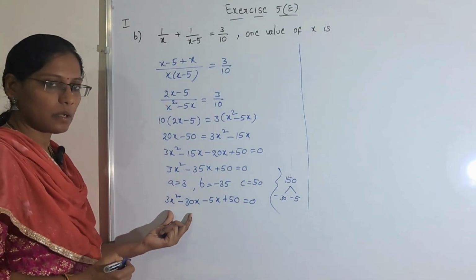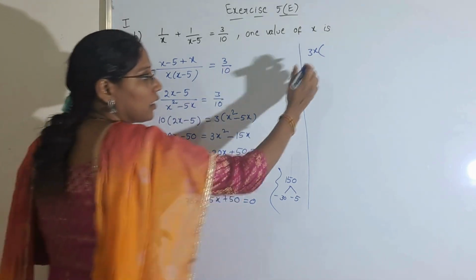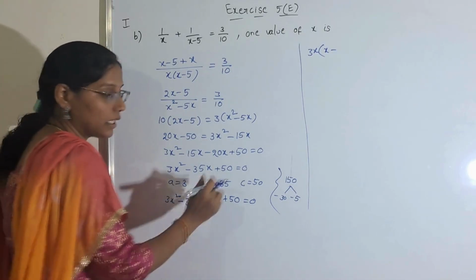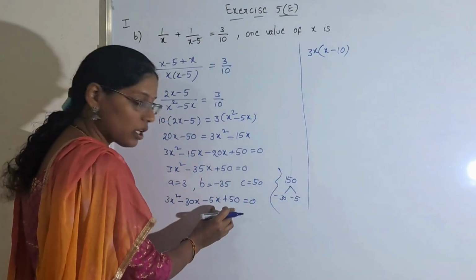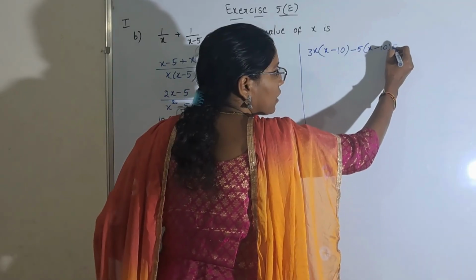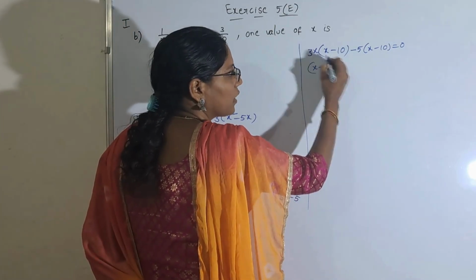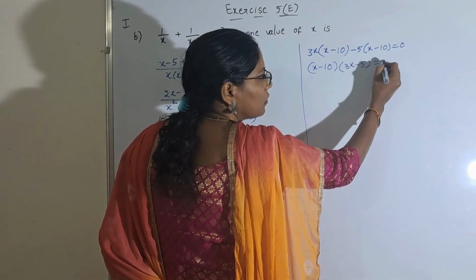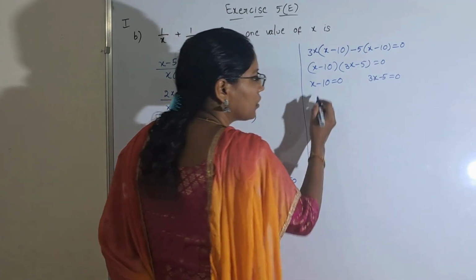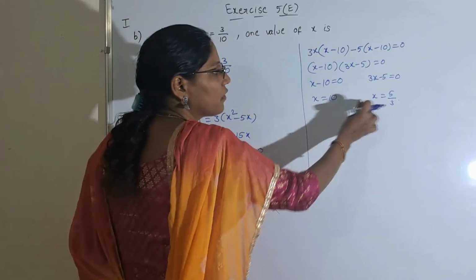Here, in the first two terms, what is the common? 3x is the common. Remaining: x minus, from 30x, 3 is already common, remaining 10. So x minus 10. Next two terms, what is the common? Minus 5 is the common. Remaining x minus 10 equal to 0. Here x minus 10 is the common, remaining 3x minus 5 equal to 0. Here x minus 10 equal to 0, and here 3x minus 5 equal to 0. x is equal to 10, and here x is equal to 5 by 3. Any one we can consider here.